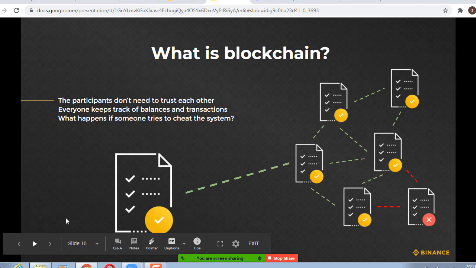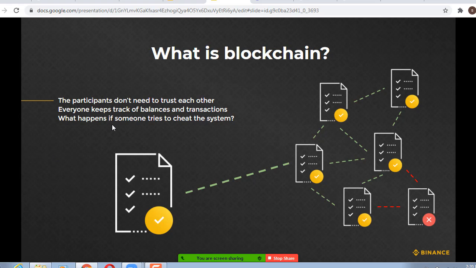Every participant doesn't need to trust each other in a blockchain system, especially in a public blockchain, because we are talking about Bitcoin. Everyone keeps track of balances and transactions. That means if we are 5 on the network and I perform a transaction, my transaction record will be sent across the 5 persons on the network. I hope you are getting me. They will keep track of my balance and my transaction records so that I cannot tamper with it tomorrow or the next day or try to cheat the system.